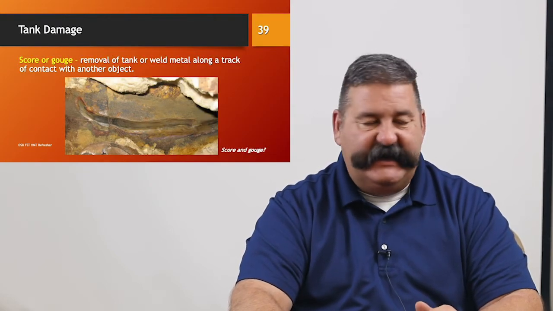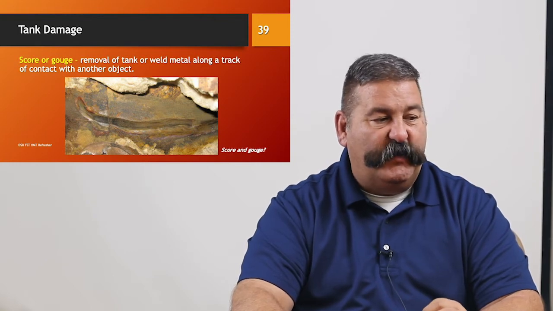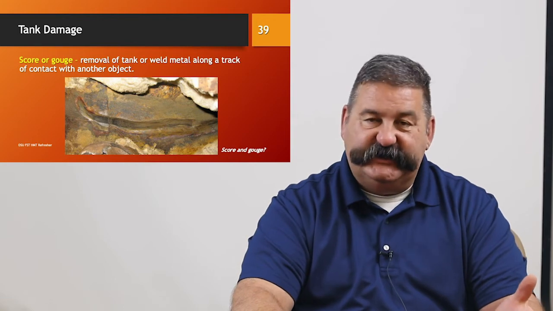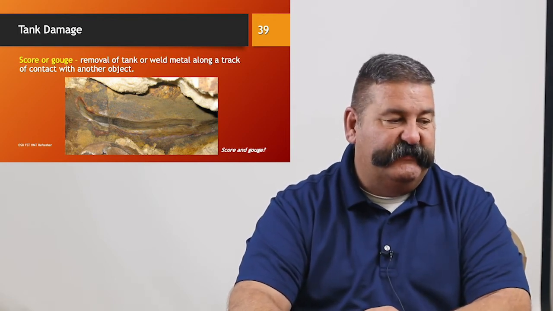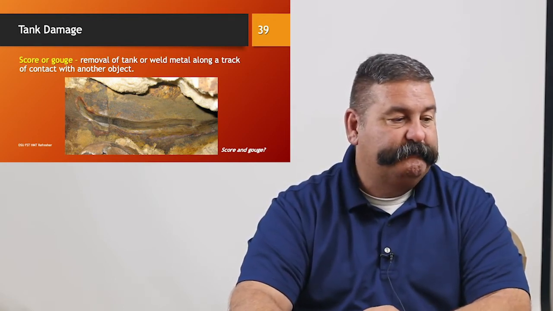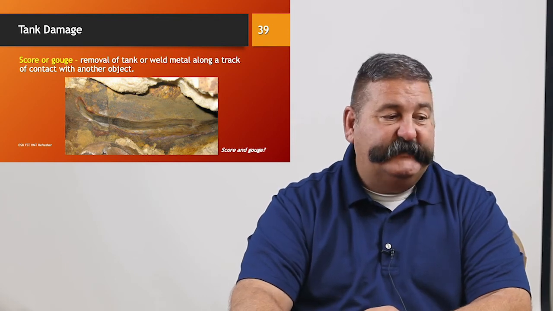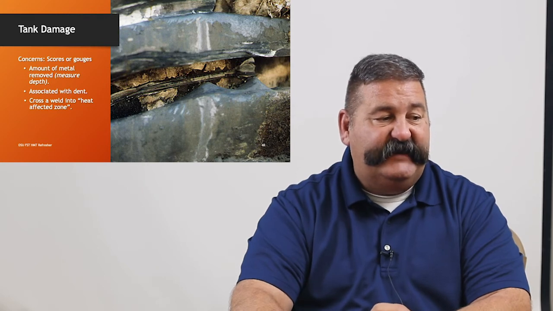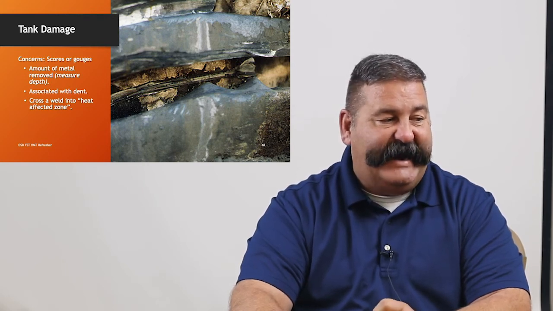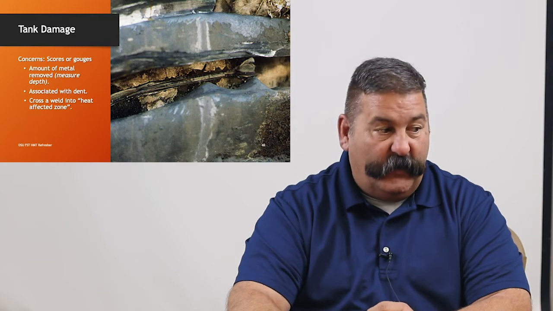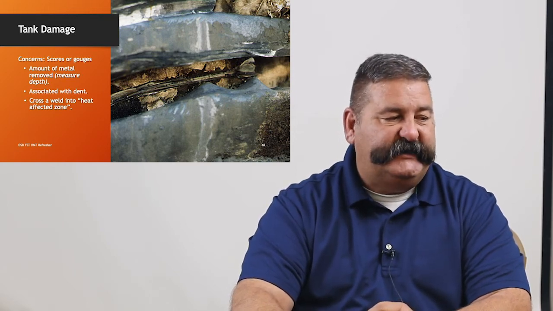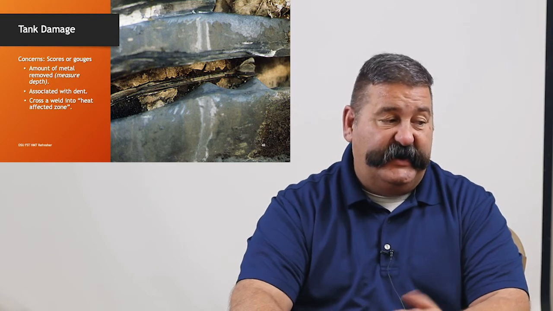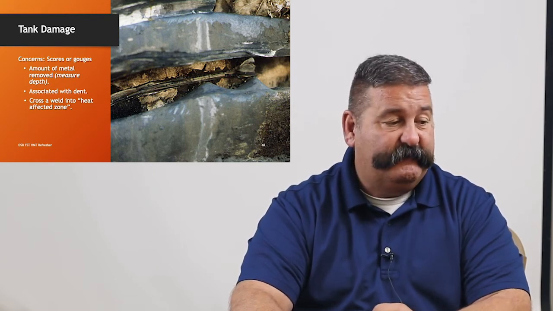Scores or gouges, again, are anything that removes tank or weld metal along the track of the contact with another object. So again, chiseling this out, if you will, is removing the strength of this container. Sometimes it's real difficult to see. For example, in this picture here, we're looking at the inside of a jacket, and you can see the base metal has actually got a score and or gouge here. Being able to tell how much metal's been removed is real important. Looking at this one, it's very difficult to do that.